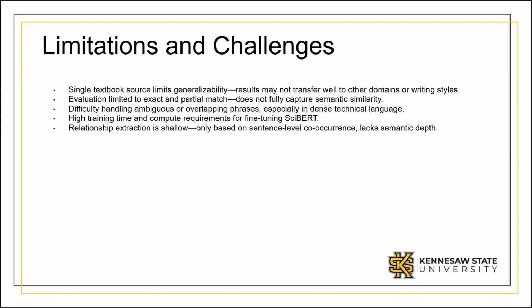Another challenge was ambiguity or overlapping phrases like gradient descent or stochastic gradient descent. These models sometimes got confused about where one phrase ends and another begins. It's a tough problem, and it made training and evaluation a lot trickier than we expected.